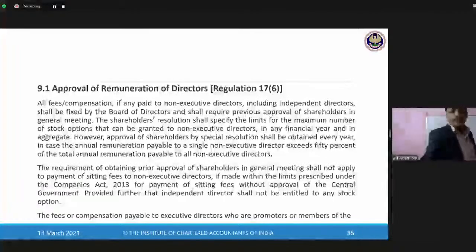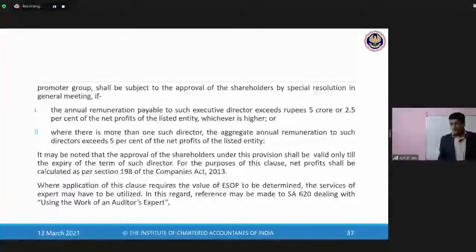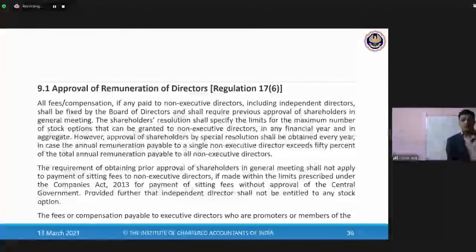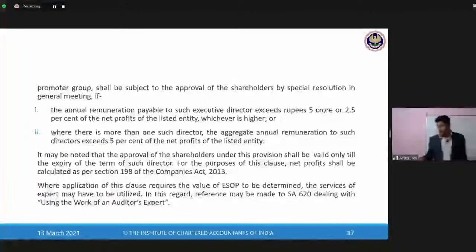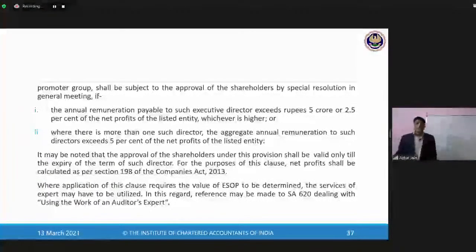Moving further, the fees or compensation payable to the executive directors who are the promoters or members of the promoter group shall be subject to approval of the shareholders by special resolution in general meeting if the annual remuneration payable to such executive director exceeds rupees 5 crore or 2.5% of net profits of the listed company, whichever is higher, or where there is more than one such director, the aggregate annual remuneration to such directors exceeds 5% of the net profits of the listed company.